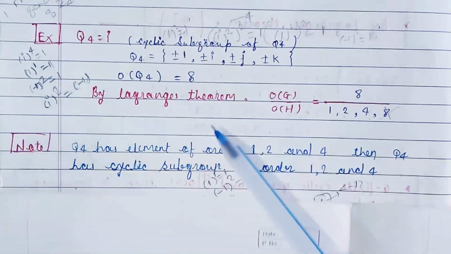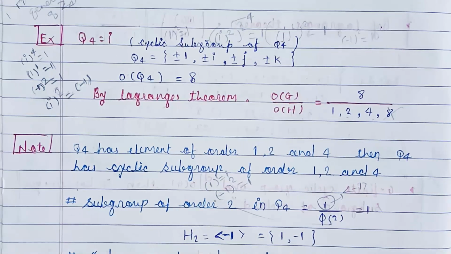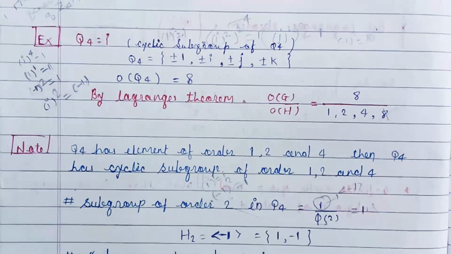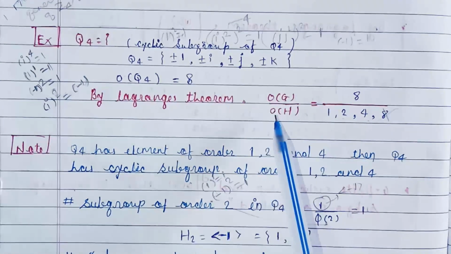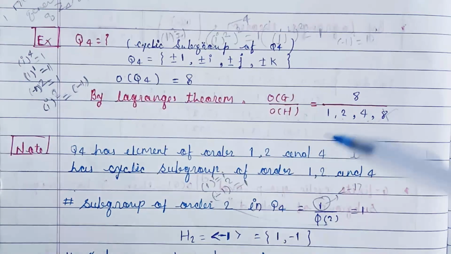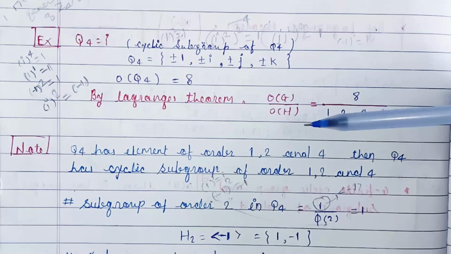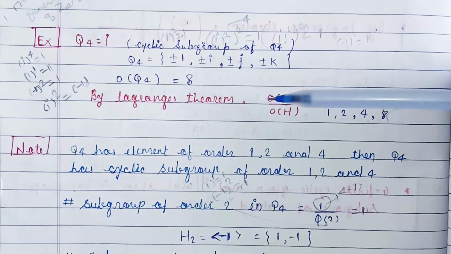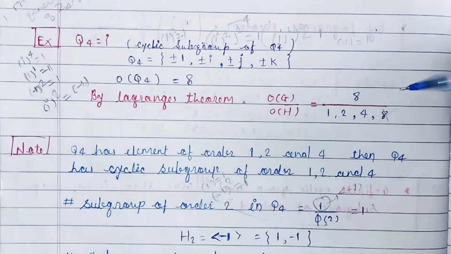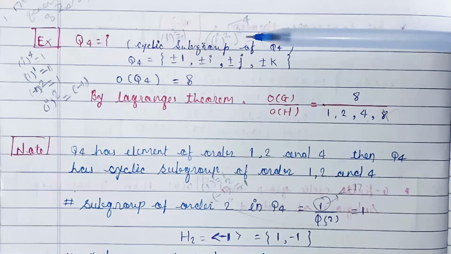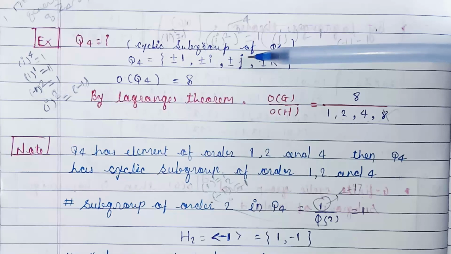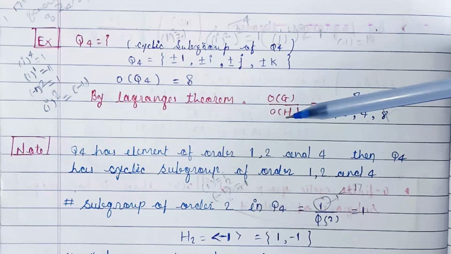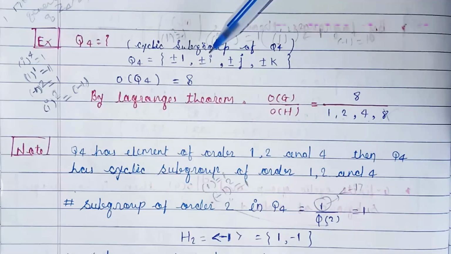So we want the cyclic subgroups of the quaternion group. We find those cyclic subgroups by using Lagrange's theorem. Lagrange's theorem says that the order of the group divided by the order of H. Here Q4 is the group and its order is 8, and H is a subgroup of Q4, that means we want a cyclic subgroup. By Lagrange's theorem, the order of G divided by the order of H, where H is the order of an element present in our group.